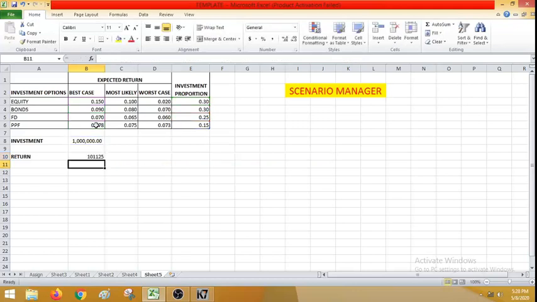Okay, just click enter. If you invest in this way, 15% return, 9% return, 7%, 7.8%, in this corresponding investment proportion, we will be getting an interest of 1,11,025. But this is going to happen only when the situation is best, right? What if it is going to be most likely or worst case?